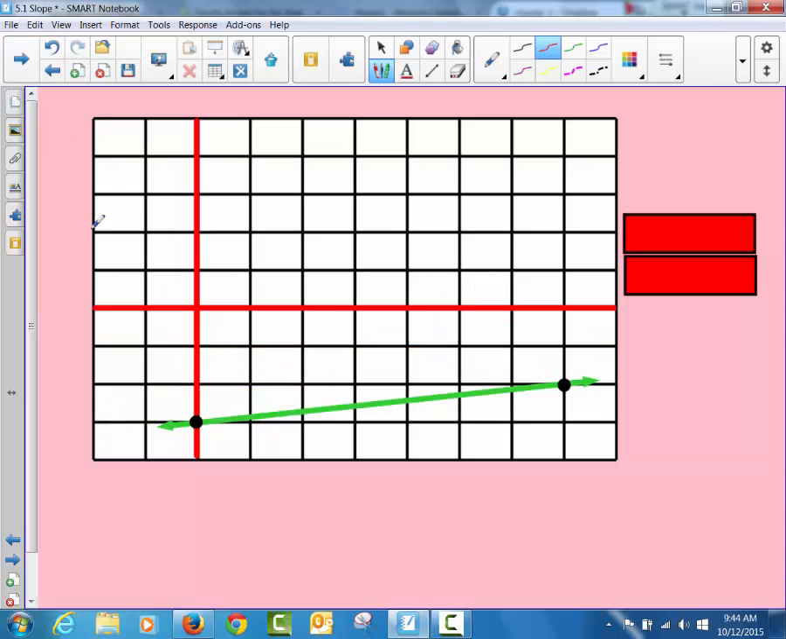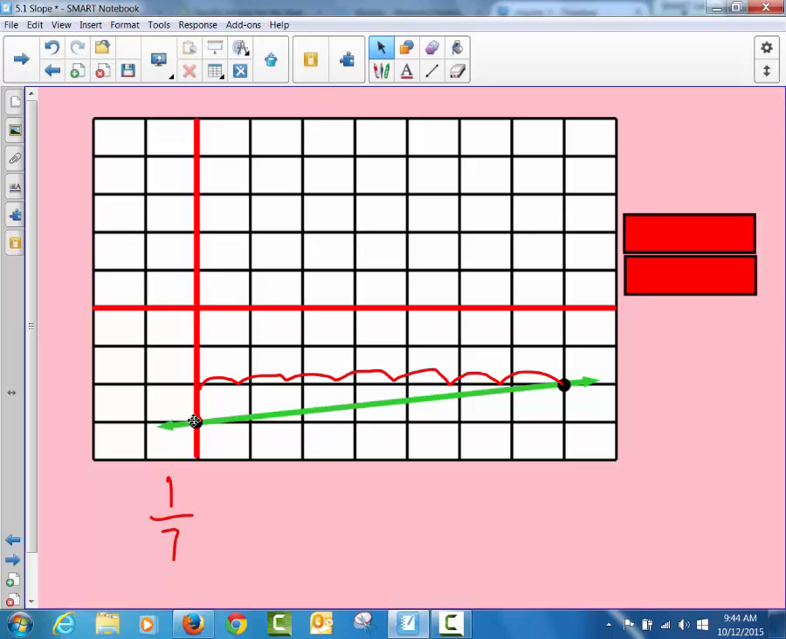Let's try another one. Okay, first of all, let's count the slope, okay? So we go up 1, and then we go right 1, 2, 3, 4, 5, 6, 7. So our slope is up 1 and right 7. So our slope is 1/7. And let's verify that by using the formula for it. So first of all, the coordinate of this point is 0, 1, 2, 3, so 0, -3. And the coordinate of this point is 1, 2, 3, 4, 5, 6, 7, -2.